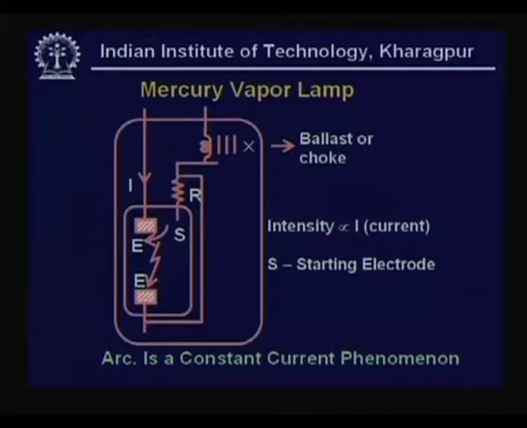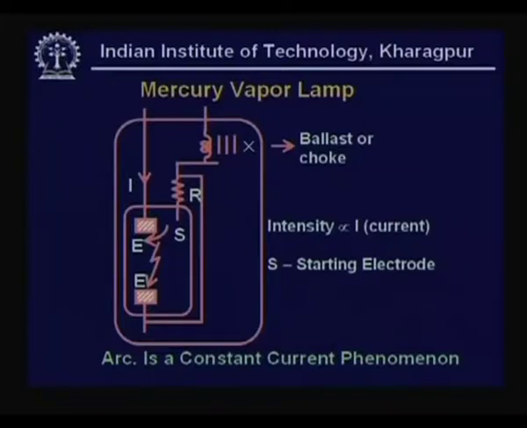Now, this shows a picture of a mercury vapor lamp. In principle, though it says it is a mercury vapor lamp, this is the complete scheme of components available in any discharge lamp. What one sees is there are two electrodes which are called the main electrodes. As already told, they could be made of barium or strontium oxide on a tungsten base.